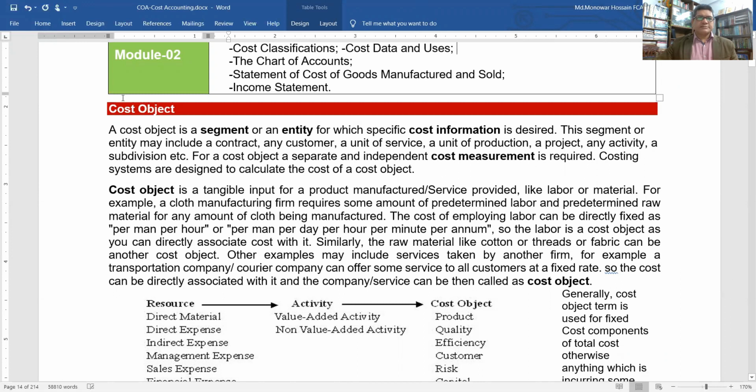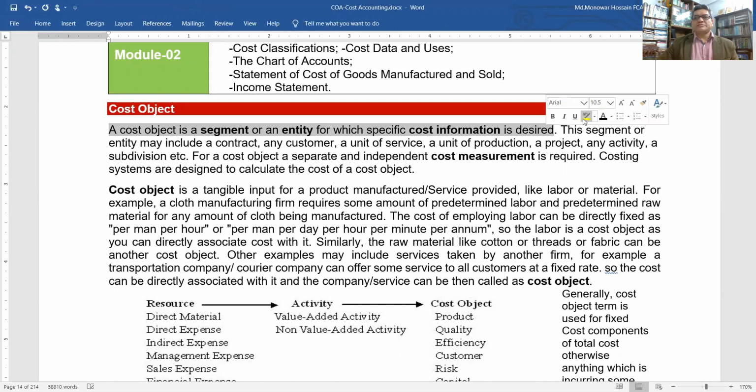So let's start. Cost object. A cost object is a segment of an entity for which specific cost information is desired. For example, a cost object is a tangible input for a product manufactured or service provided, like labor or material. I think it is clear to you.